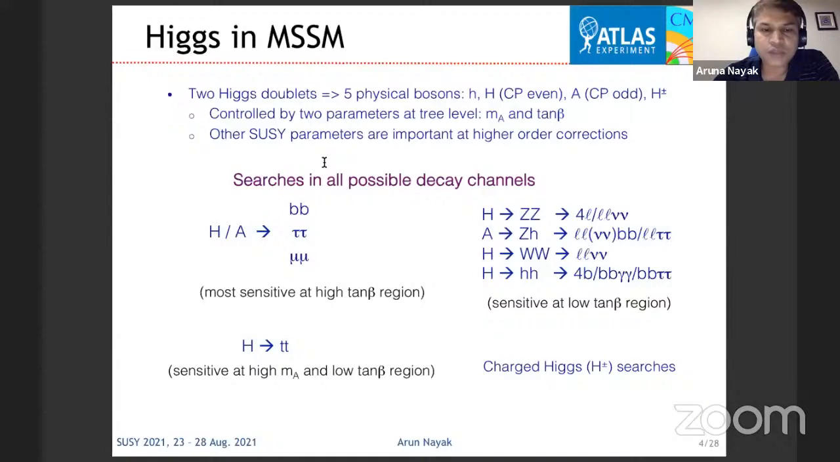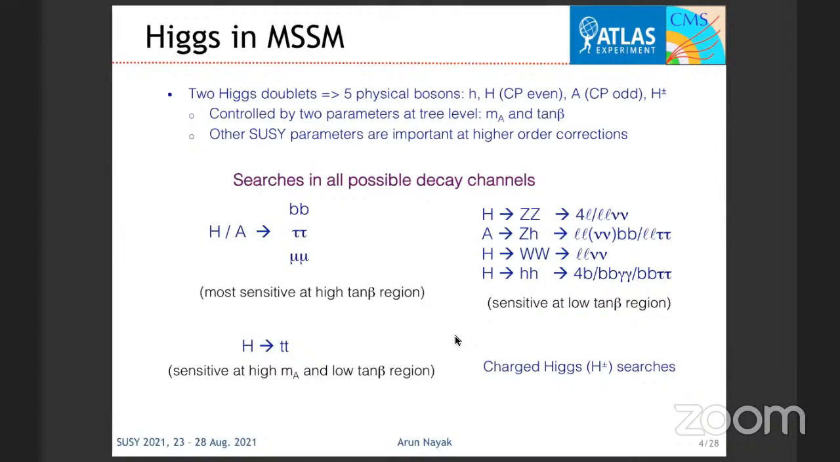There are many searches in all possible decay channels. For the high tan beta region, the most important ones are the Higgs decaying to a pair of tau leptons or also a pair of b quarks. For the low tan beta regions, decays like Higgs going to a pair of vector bosons or a pair of standard model like Higgs bosons are the important ones. And there are also searches for high mass regions where the Higgs decays to a pair of top quarks, and also charged Higgs searches, which I'll come to later. Just to mention that whenever you see a pair of fermions, you can just assume that they are particle and antiparticle pairs.